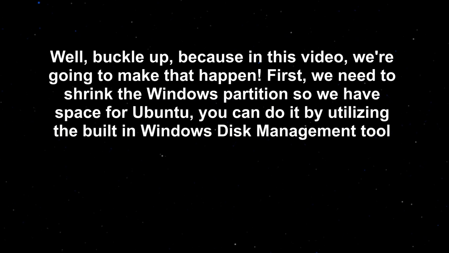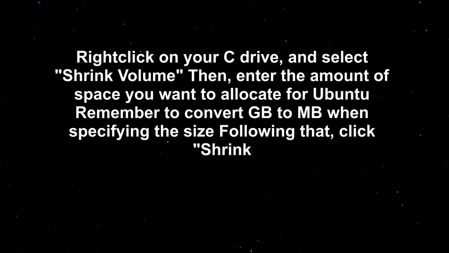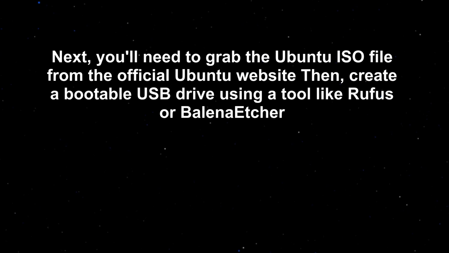First, we need to shrink the Windows partition so we have space for Ubuntu. You can do it by utilizing the built-in Windows Disk Management tool. Right-click on your C drive, and select Shrink Volume, then enter the amount of space you want to allocate for Ubuntu. Remember to convert GB to MB when specifying the size. Following that, click Shrink.